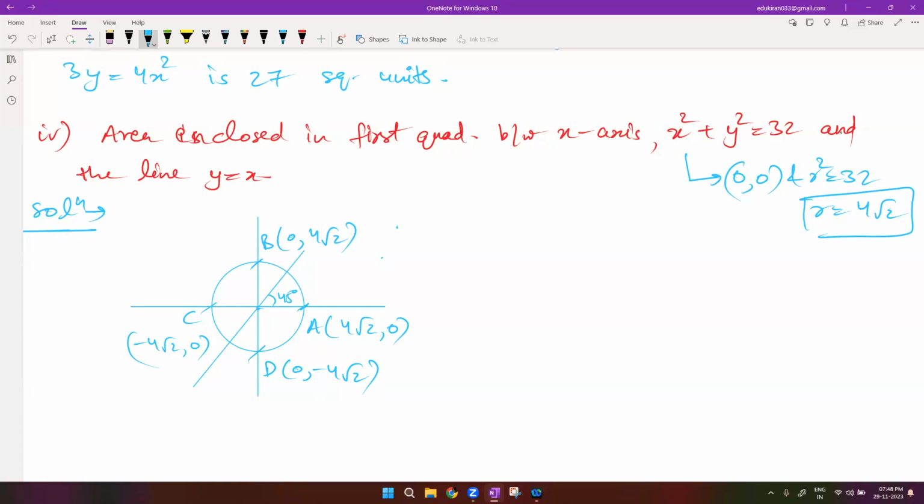Correct? Now, I'm going to name these portions. This is A, this is B, this is C, this is D, this is E, this is F. Please read the question carefully and tell me which area we need to find. Out of these 6 portions, what portion are we interested in? Okay, any other answers?